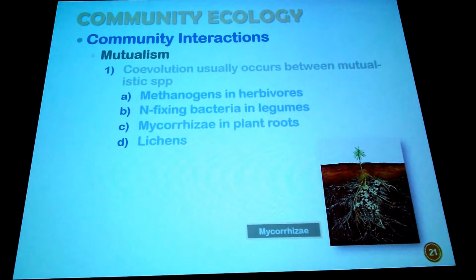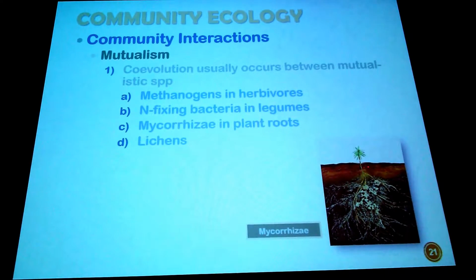Nitrogen-fixing bacteria and legumes. We'll talk more about these. And these little nodules in here, in plant roots, you will have nitrogen-fixing bacteria that take the nitrogen from the atmosphere, which the plants can't directly use, and convert it to the form they can use.